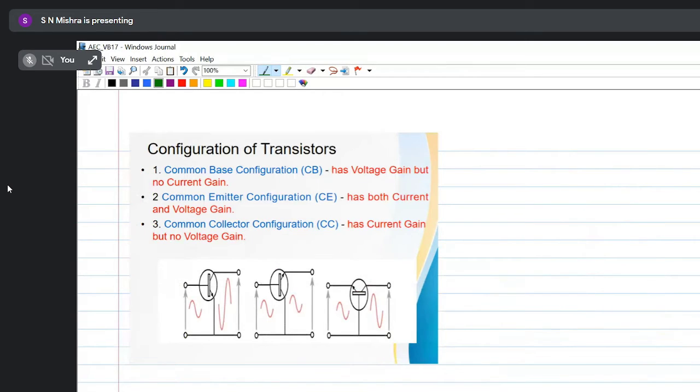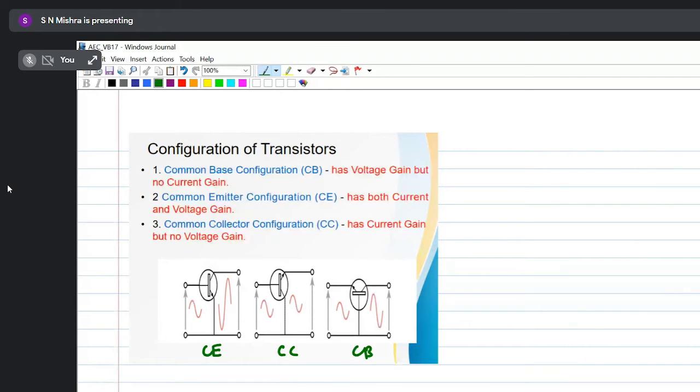So you see here, these three configurations are given. Now tell me, which one is which type of configuration? First one is the common emitter. Intentionally I have not given the terminal names and current because you have to identify. Second, the middle one, common collector. Third one, common base.